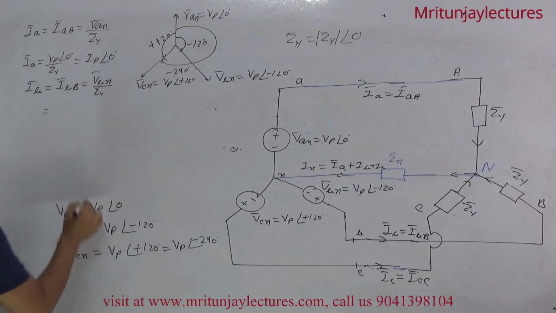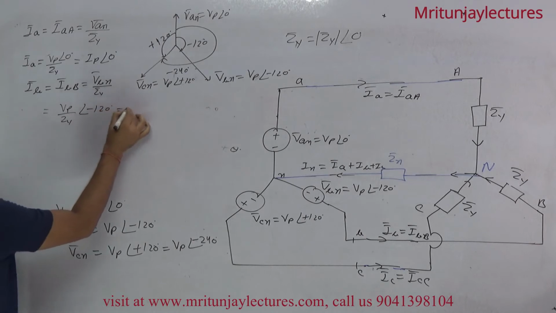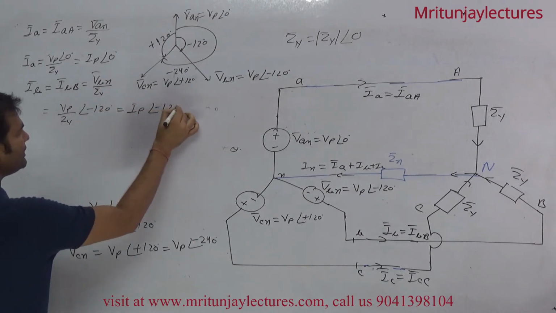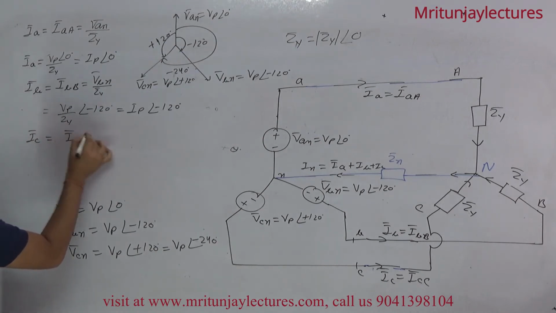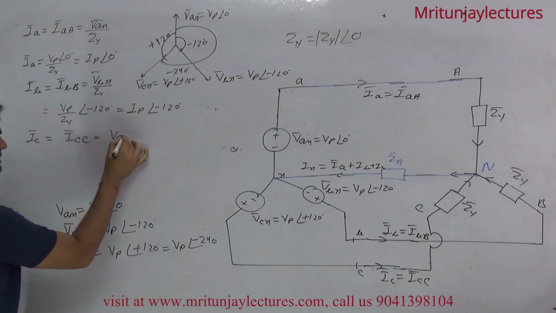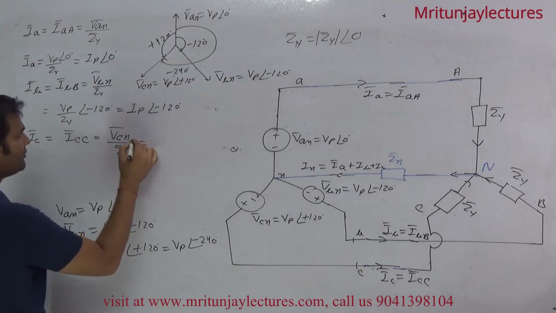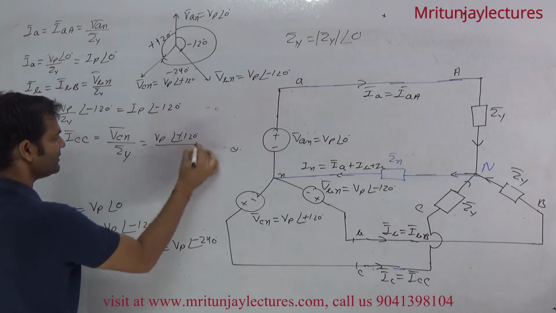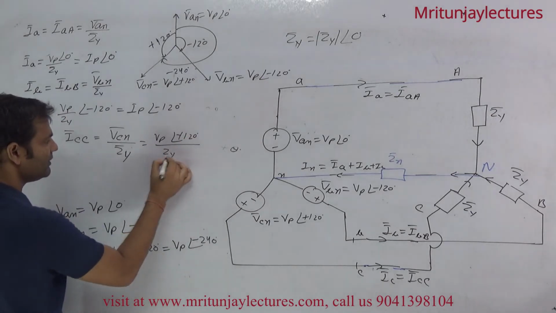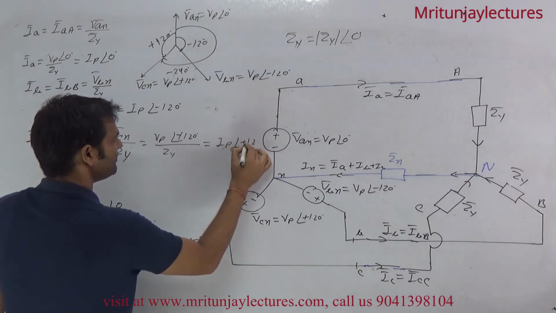This is also written as VP at the angle minus 120, so that is IP at the angle minus 120. And IC, capital C, this is equal to VCN, this is equal to VP at the angle plus 120 or minus 240, divided by Z, written as IP at the angle plus 120. Clear?